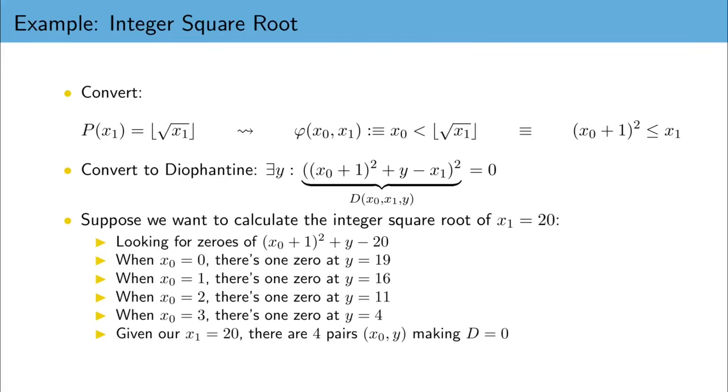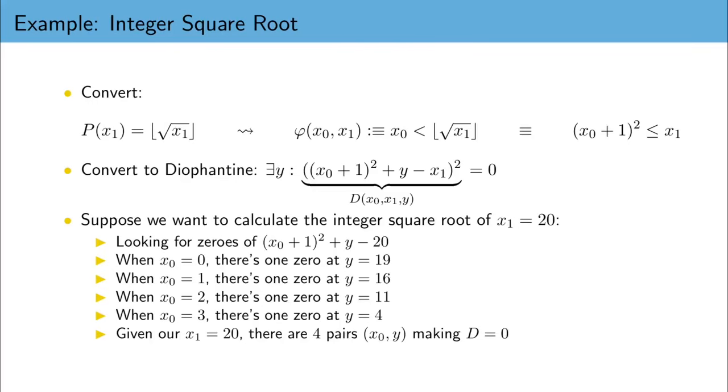And since there's only at most one y for each x0, this is exactly the count of the possible x0s, making phi true. The possible x0s less than the value of our function. So again, this count of zeros is the value of our function.